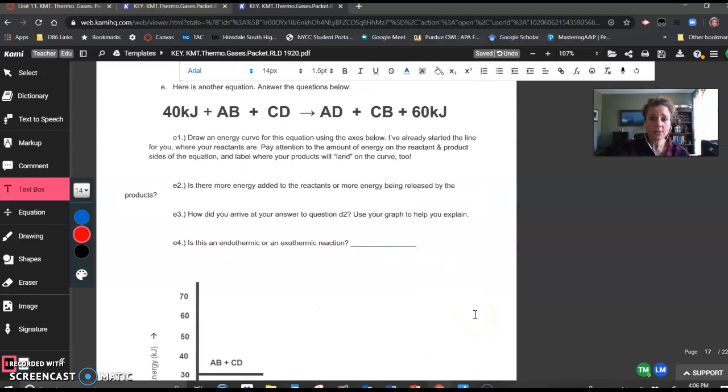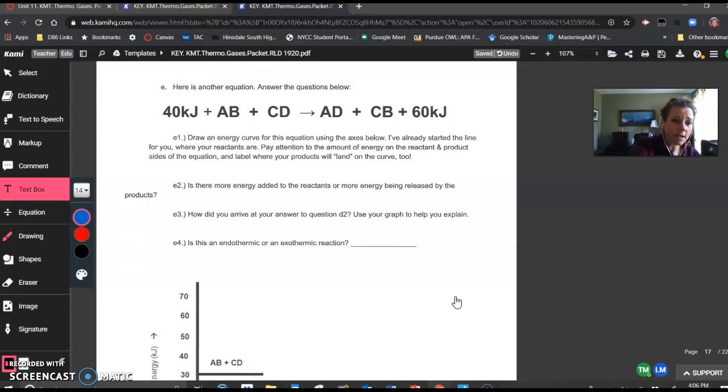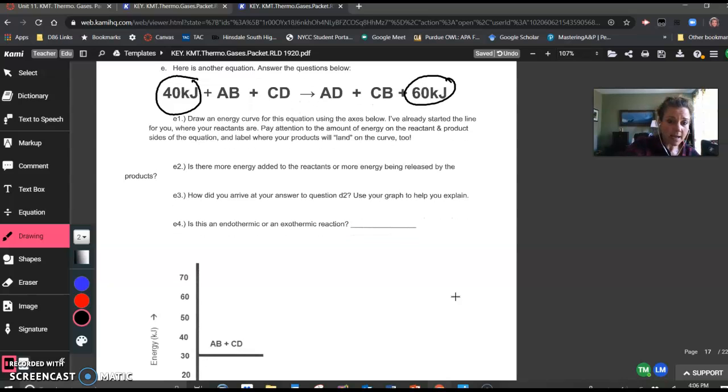All right, here's another equation. So once again, we're going to draw an energy curve, and on this one, I have 40 kilojoules being added, and I have 60 kilojoules being produced. So again, I'm starting my reactants at 30 kilojoules. So what's 30 plus 40? Well, that's 70, so it's going to go all the way up to the top.